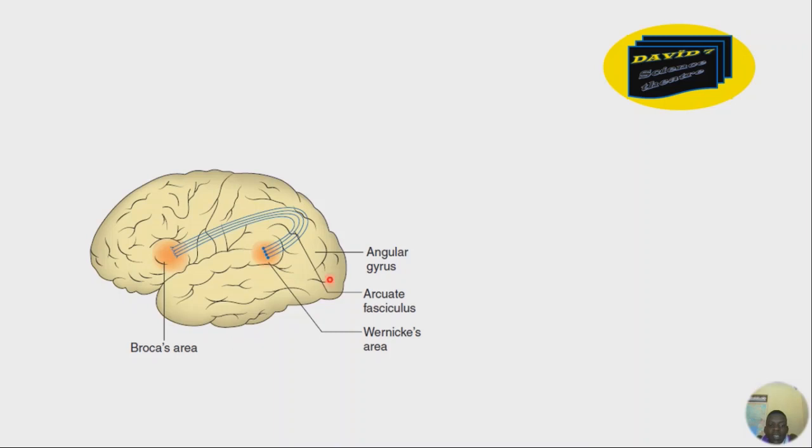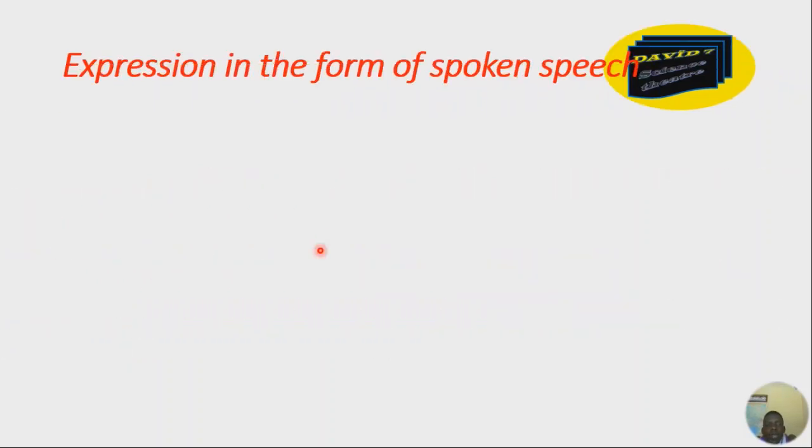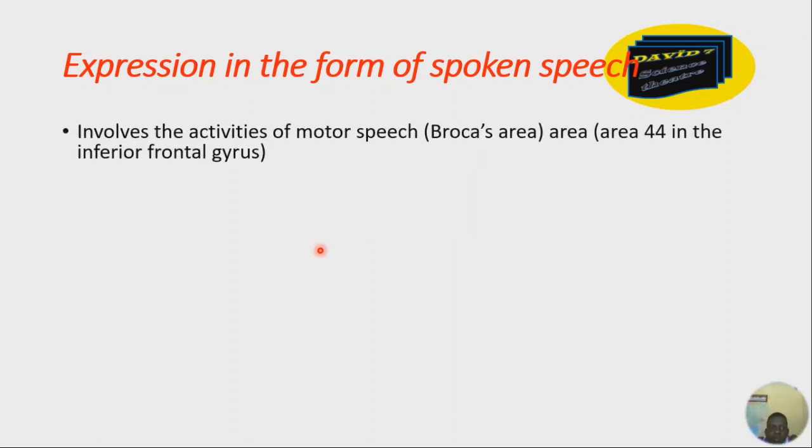So look at this. We can have Broca's area here. We can have Wernicke's area here in the superior temporal gyrus. Now this is what we call the arcuate fasciculus, and this is the angular gyrus. So in the angular gyrus is where you can find the area 39, the angular area. All right. How do you express speech? So let's start with expression of spoken speech.